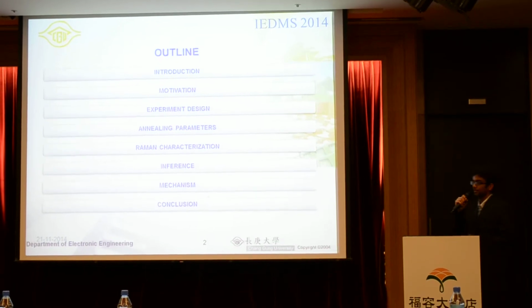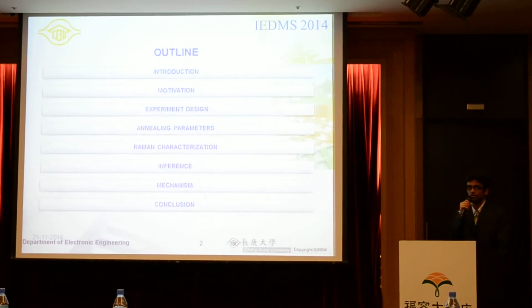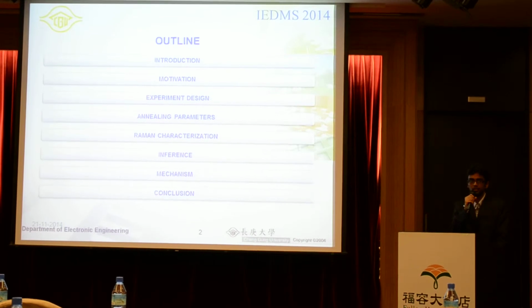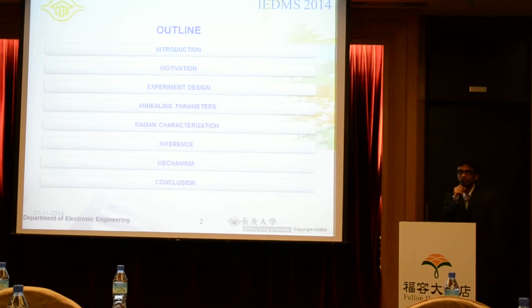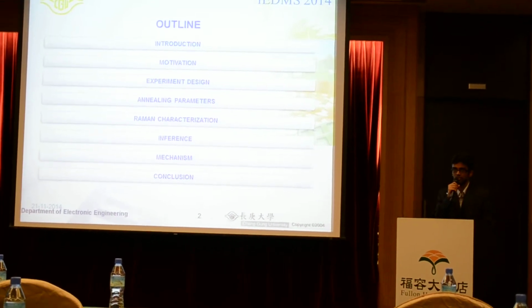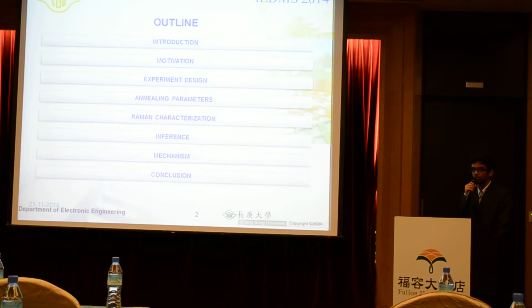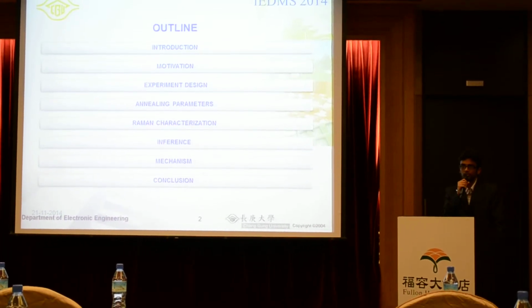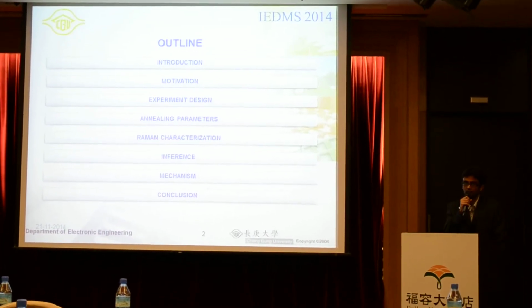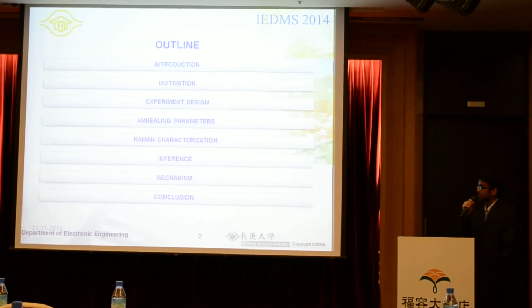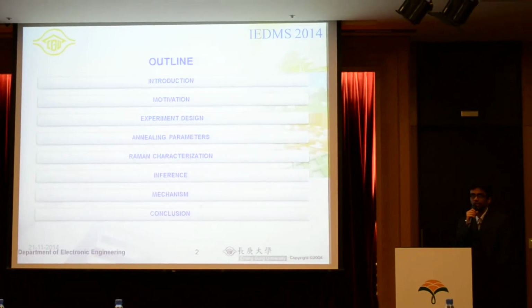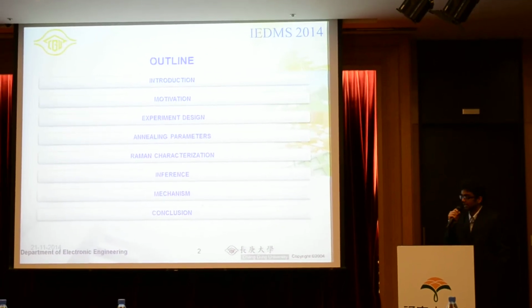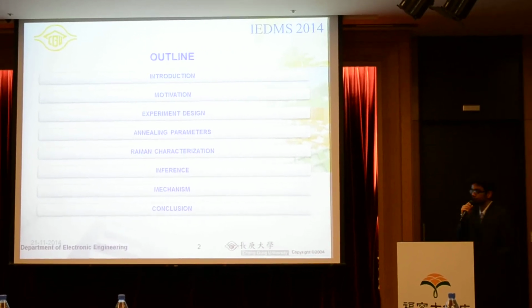I'll start my work by presenting the outline. I have the introduction about graphene, then why we did this work, what motivated us. Then I'll share the experimental design, where I have different configurations of my structure. And then the annealing parameters, because the most important factor to form graphene, in my case, is to anneal. And then the Raman characterization, which proves the presence of graphene, and the inference from the various characterizations that I got, and then finally I'll discuss the mechanism and then I conclude.